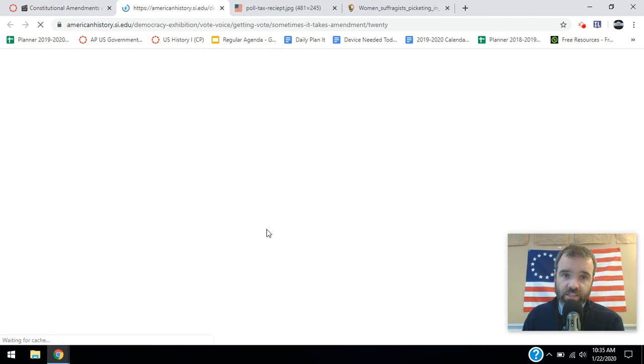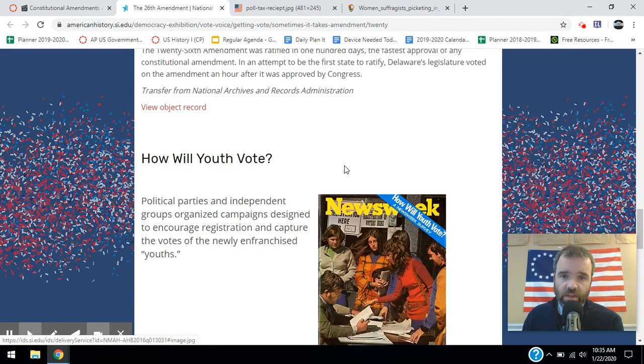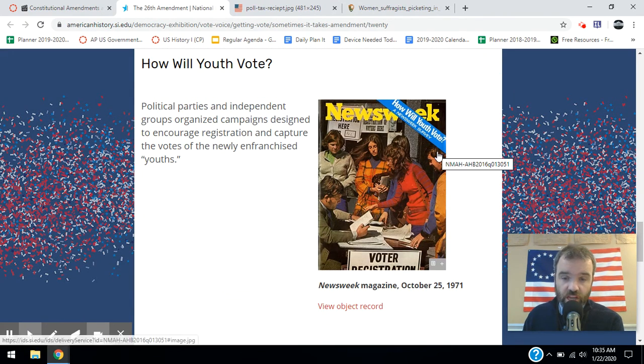And then the 26th Amendment, I have another article from the Smithsonian, and this has an image from Newsweek showing young people registering to vote. The 26th Amendment says that you can't take the right to vote away from somebody who's 18. A lot of states had 21 as their voting requirement. This made many of them reduce it to 18. This is a Vietnam War era amendment. People saying if you have to go and fight or get drafted to fight in a war, put your life on the line, you should be able to vote in the country as well.